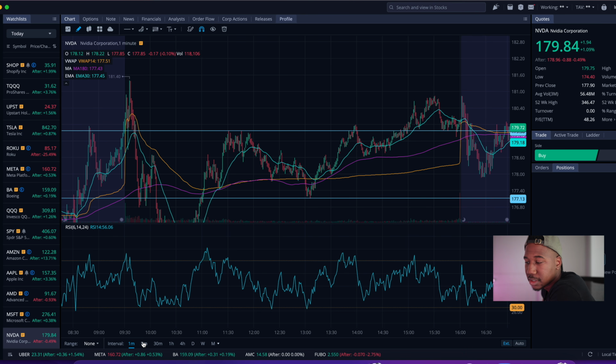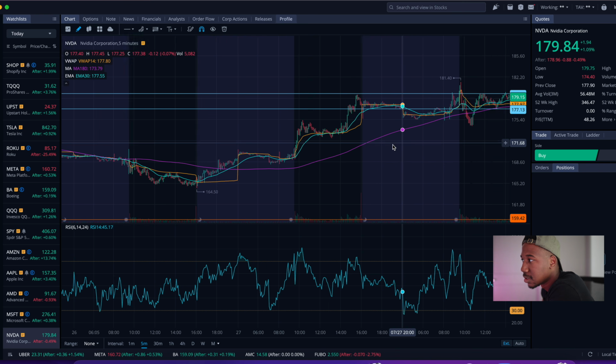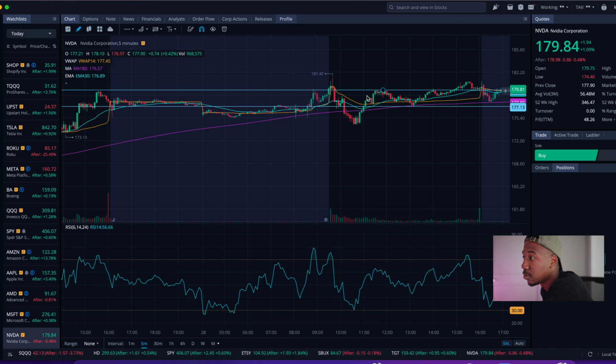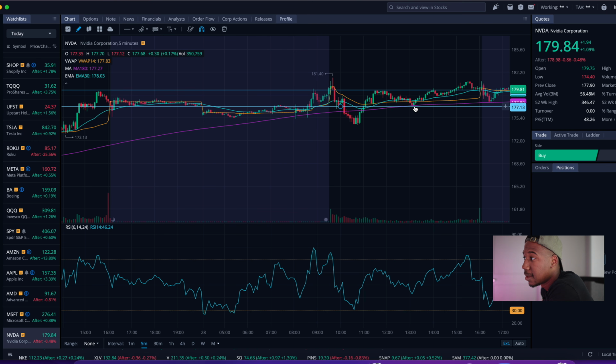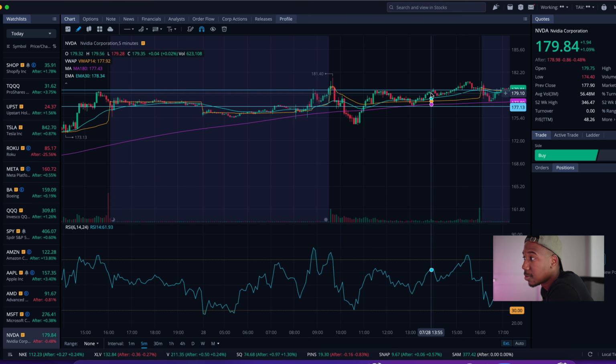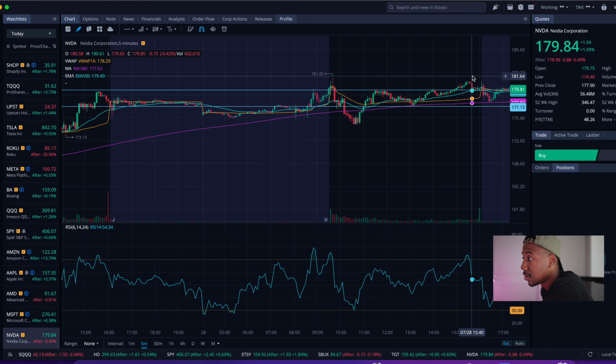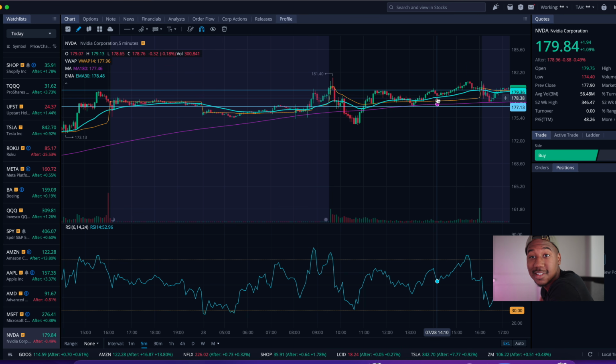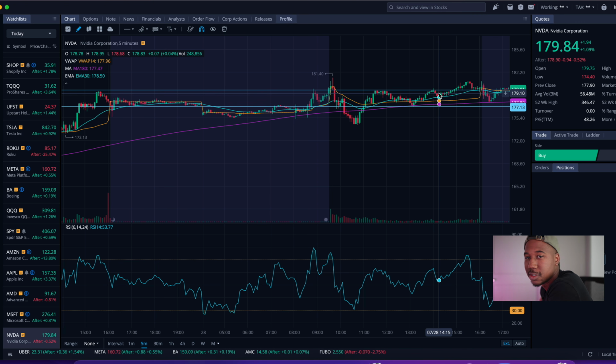But yeah, I'm going to go back to the 5 minute, and right here you have 2 areas of support and resistance. You'll notice it came up, met resistance right here, and bounced down to that level of support from earlier. And yeah, it came up to resistance, tested it again before coming up, and ultimately falling back down.